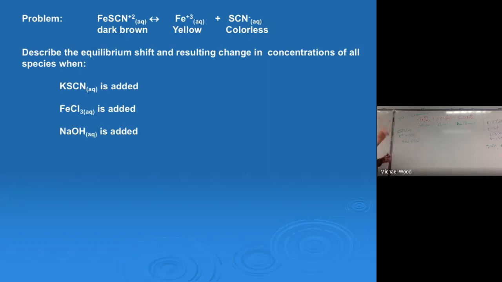Okay, so remember my rule. Increase, add, go away. Remove or decrease, torch. So if I add SCN, SCN is on the left.